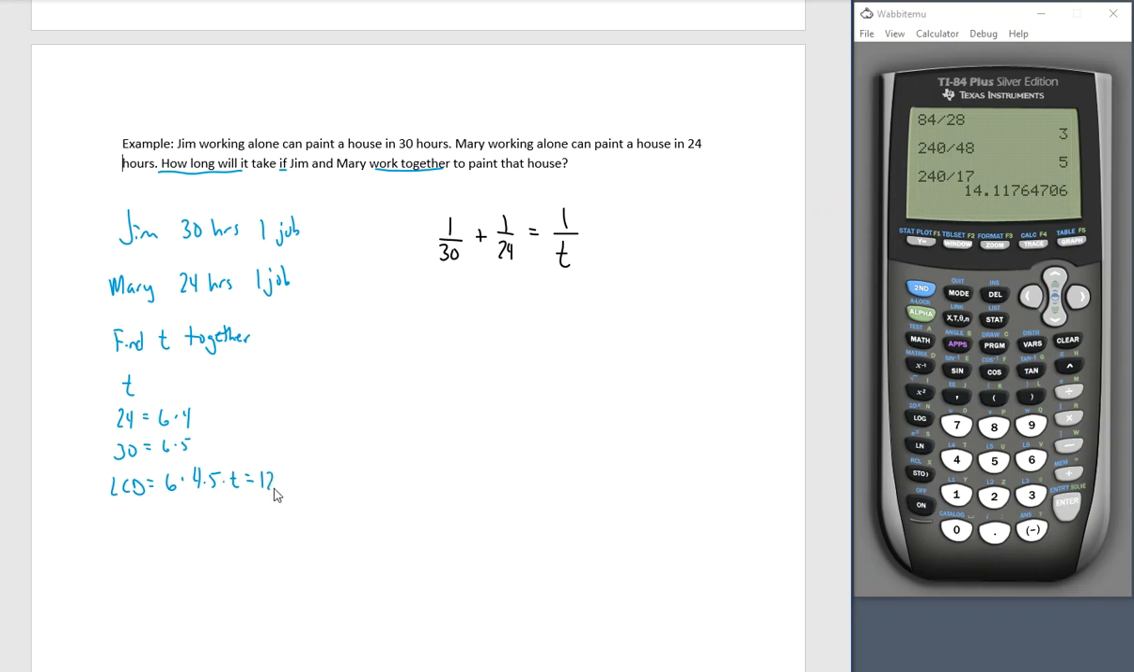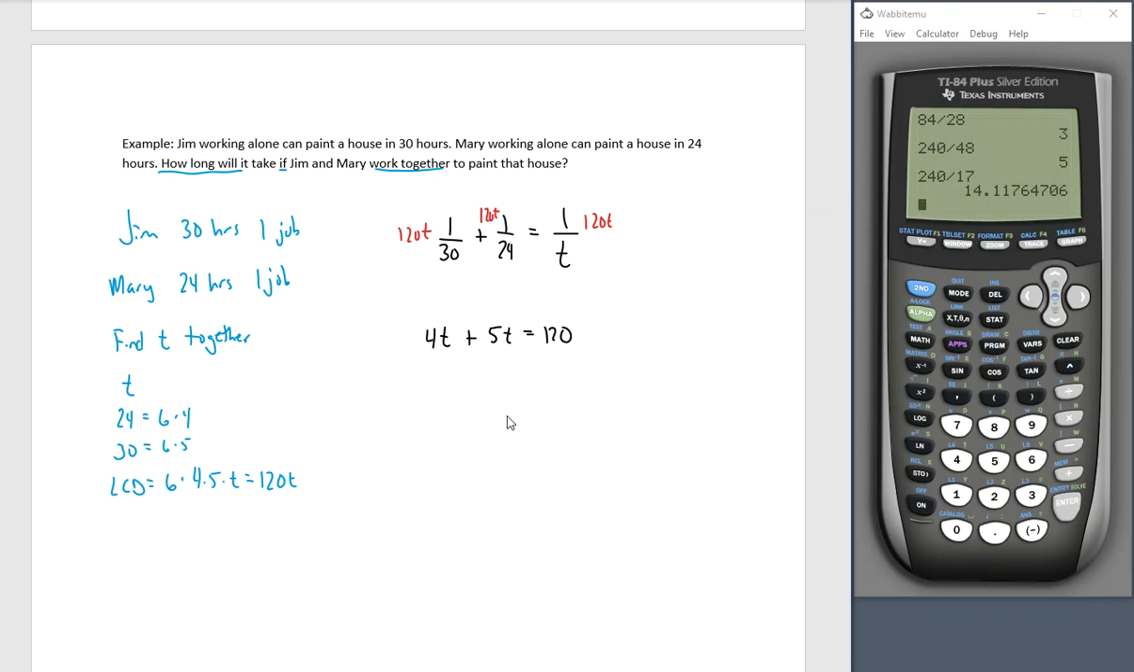20 times 6, 120t is our least common denominator. So we'll multiply 120t by each piece of our equation. 120t divided by 30 is 4t. 120t divided by 24, that will be 5t. You can check it with the calculator, make sure I'm not lying to you.